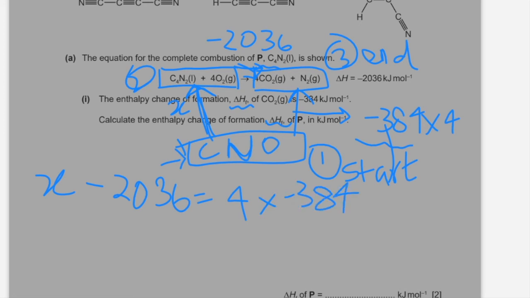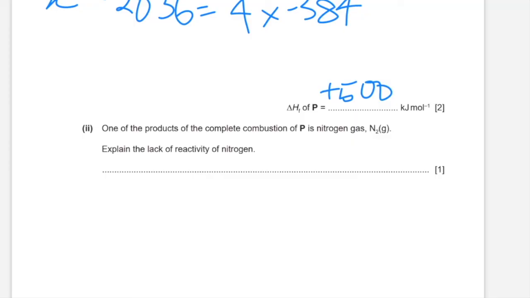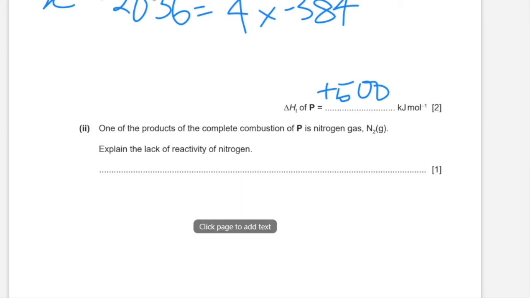You might be wondering about the values of oxygen and nitrogen. They are not included because these are elements and not compounds. And solving this equation would give you the value of enthalpy change of formation of P as positive 500 kilojoule per mole. One of the products of complete combustion of P is nitrogen. Explain the lack of reactivity of nitrogen. It is due to the strong triple bond between nitrogen atoms in a nitrogen molecule.